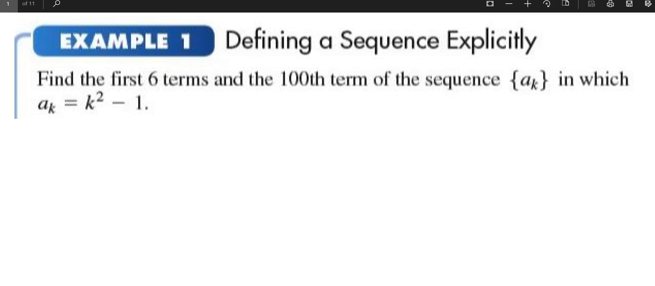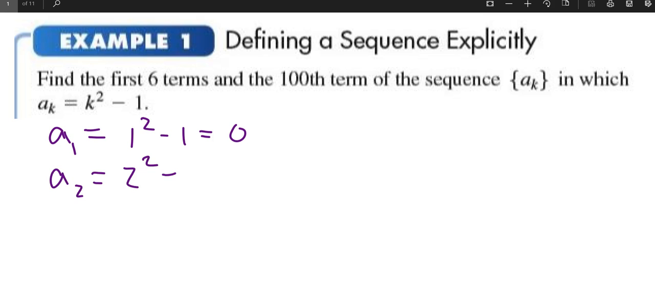Find the first 6 terms and the 100th term. Okay, so the first 6 terms. So all I'm going to do is plug in a 1. 1 squared minus 1, so I got a 0. The second term, 2 squared minus 1. 4 minus 1 is 3. The third term, 3 squared minus 1. 9 minus 1 is 8.